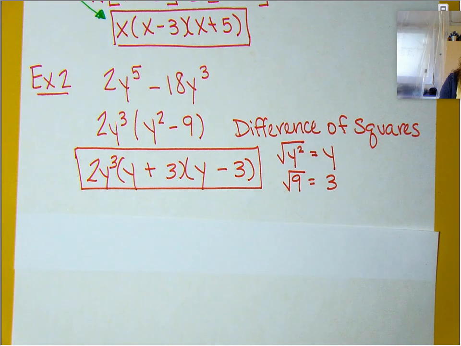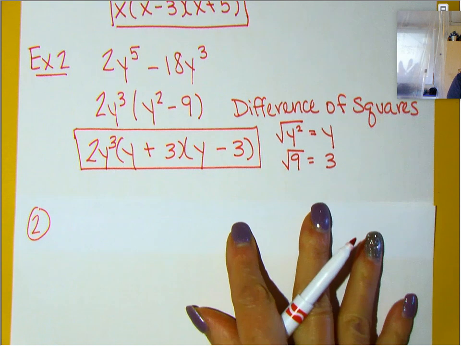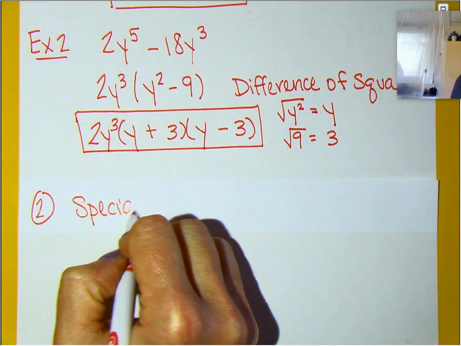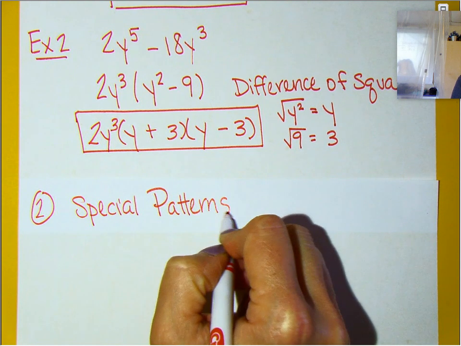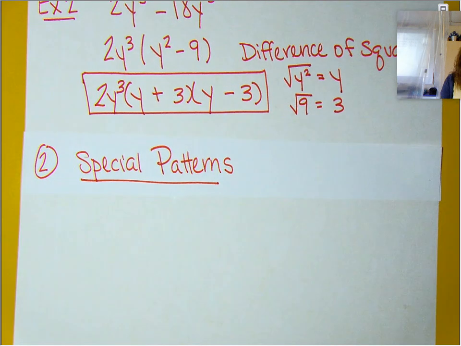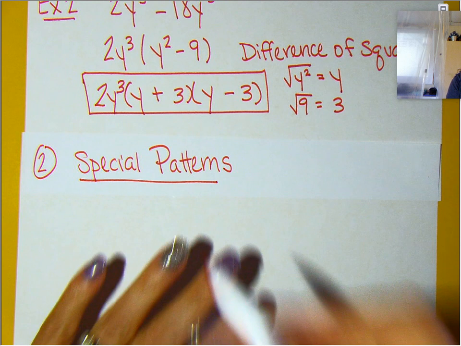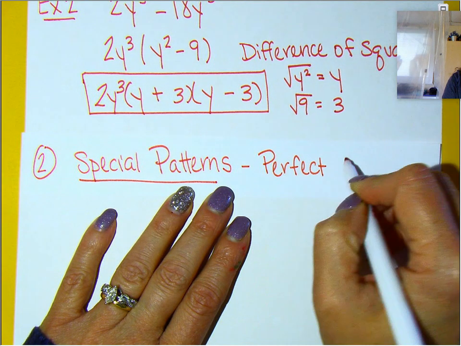Okay, so that's a common monomial. That's always what you look for first, no matter what. Now let's look at a couple special patterns. The rest of these is what you do after you get your common monomial. One of the special patterns is difference of squares. There's another one we use when we have perfect cubes.